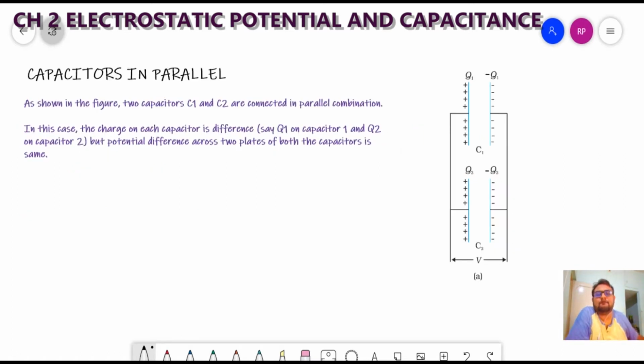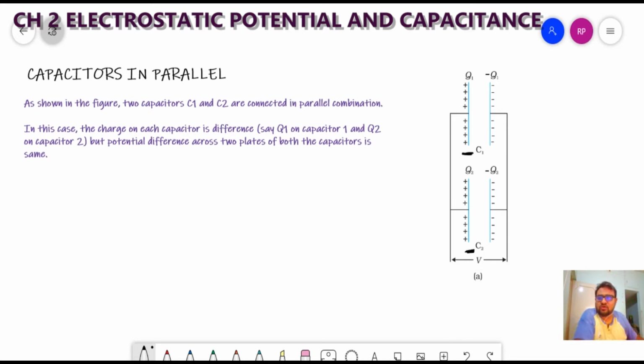Capacitors in parallel. Now see here you can see the figure. See, capacitor having capacitance C1 and capacitor having capacitance C2. These both are connected in parallel, right? You can assume that here it will be connected by a battery having potential difference V. So that is the reason why V is written. So the potential difference here is V.